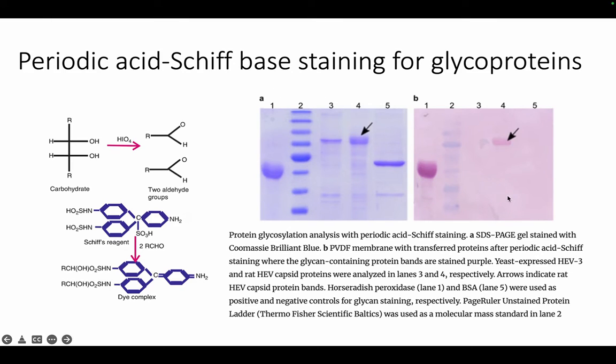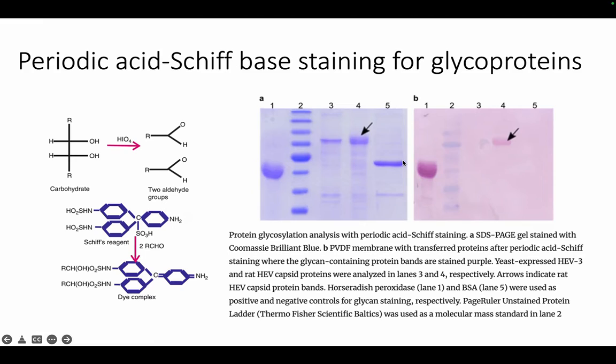So here if you see these two gels, we have a marker in the middle and we have these samples. This is stained by Coomassie and you can see how many proteins are present in this sample. So sample 1 is something called horseradish peroxidase, which you already know is a glycoprotein. This is BSA, we already know it is not a glycoprotein. So this is positive control, this is negative control.